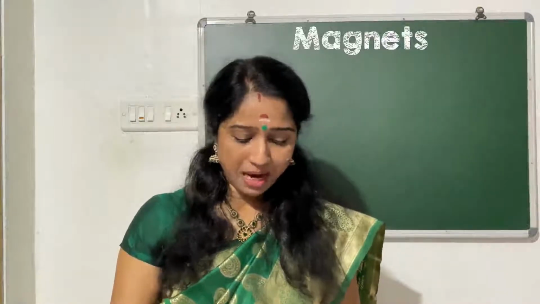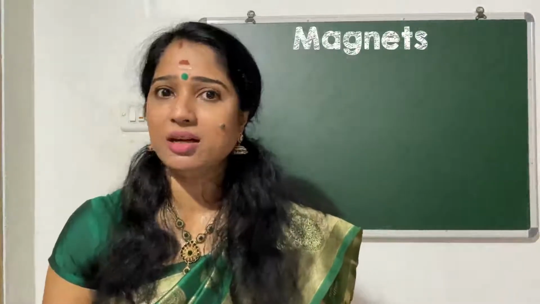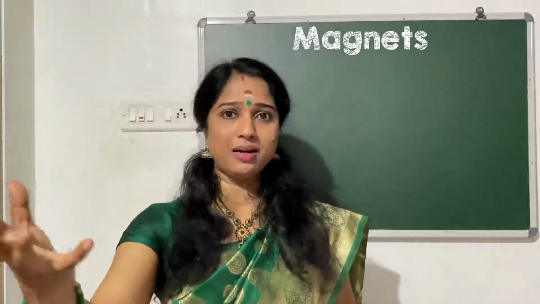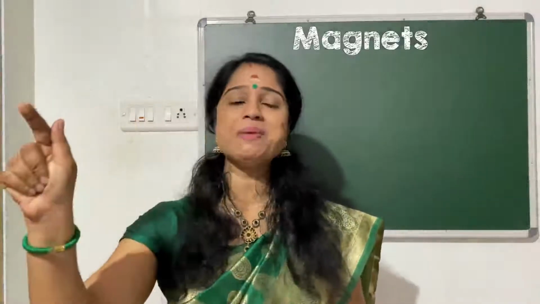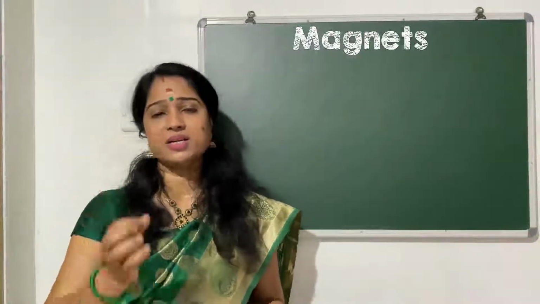What will happen if a bar magnet is cut into 4 pieces? Question number 3. We will get 4 different magnets, isn't it? With north and south pole. When we cut the magnet into 5 pieces, we will get 5 magnets having north pole and south pole. We will not get a magnet having the north pole alone or a south pole alone. Even the smallest piece will have north and south pole.